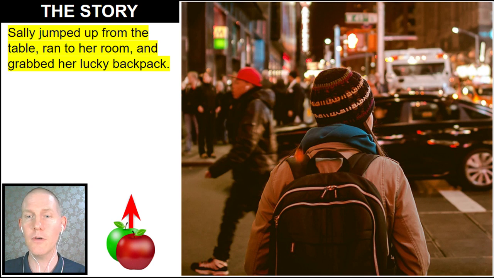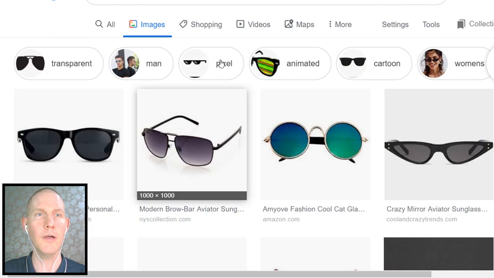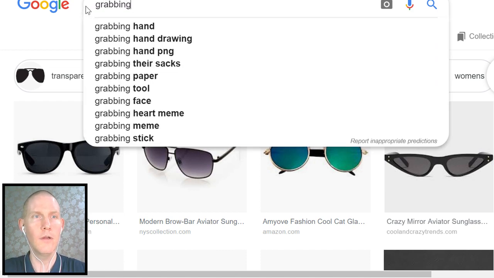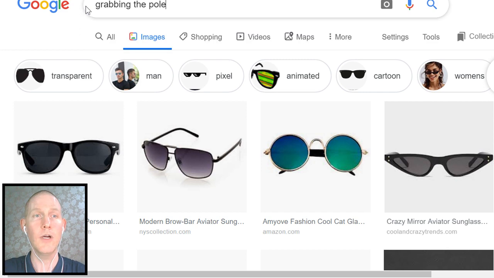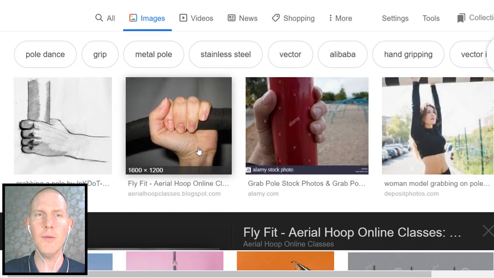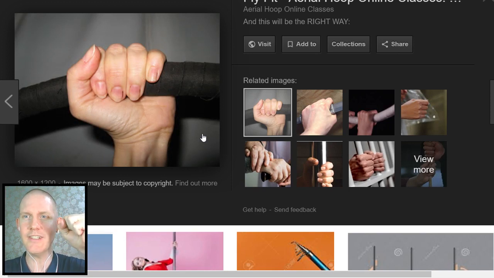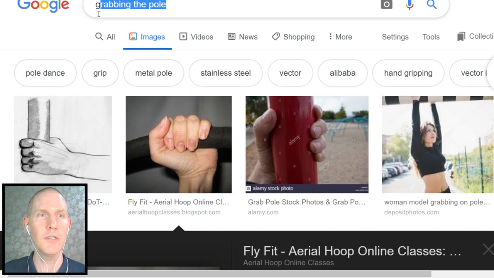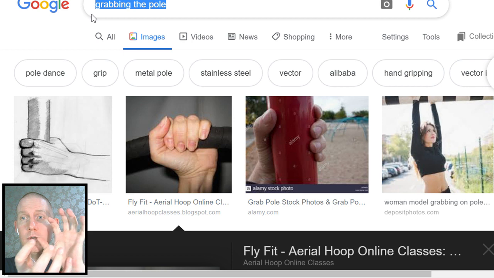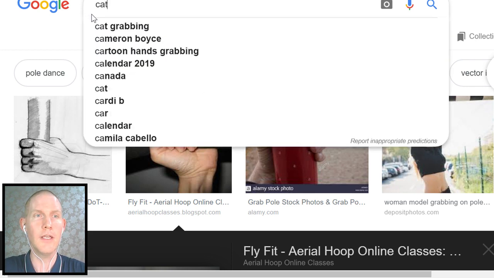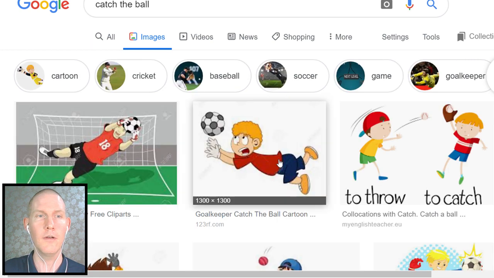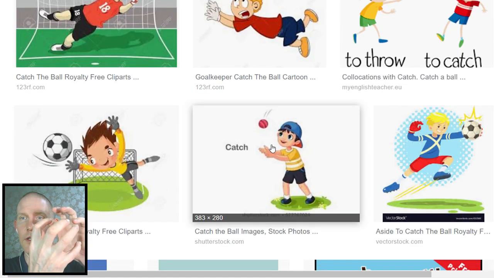So maybe if you're on... let's take a look here. See if I can explain grab. Let's say grabbing the pole. How about that? So you're grabbing it. You're squeezing so you can pull or push or do whatever you need to do. Catch just means that something came to you and you caught it. You're holding it. So you catch the ball, you're holding it, and you're pressing it between your hands or squeezing it in one hand.